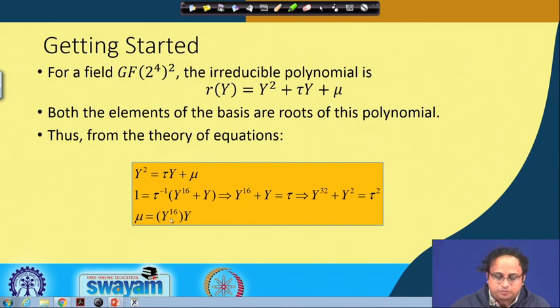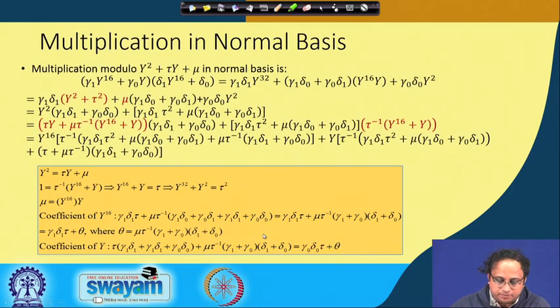The other important thing is the product of the roots, y power of 16 into y, and that is equal to mu, because of this term. So the product of the roots y power of 16 and y is equal to mu. Now let us consider a multiplication in the normal basis. If we just ignore the scribbling on the slide and concentrate on the problem, it is not very complicated.